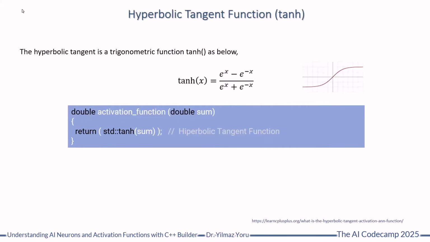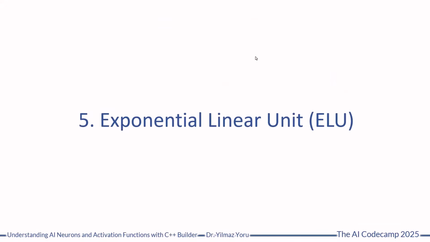It's a trigonometric function that we use, the hyperbolic tangent, as below. So here is an example of an activation function. We can say it is much smoother than the logistic function. The fifth one is the exponential linear unit function.